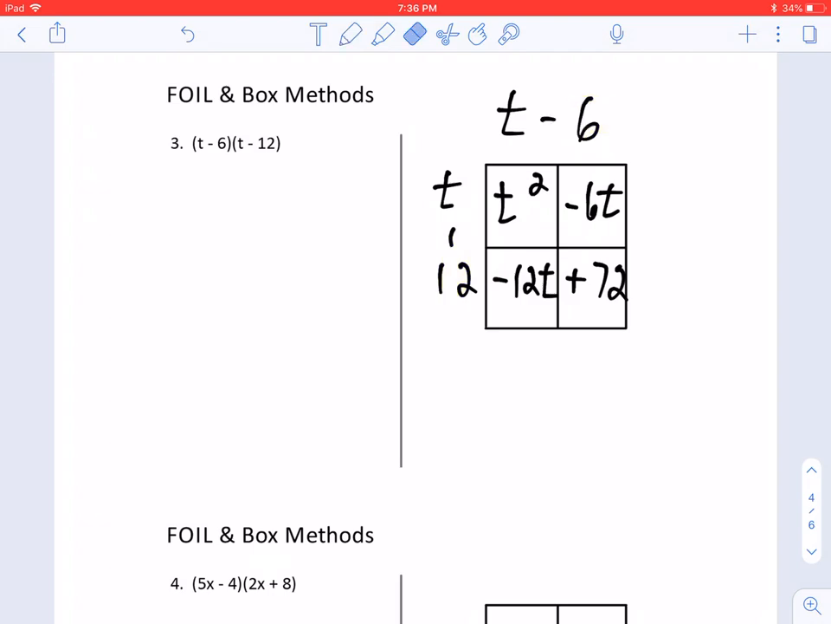Now, from there, the like terms are negative 6t and negative 12t. So we have t to the second minus 18t plus 72. There's our final answer.